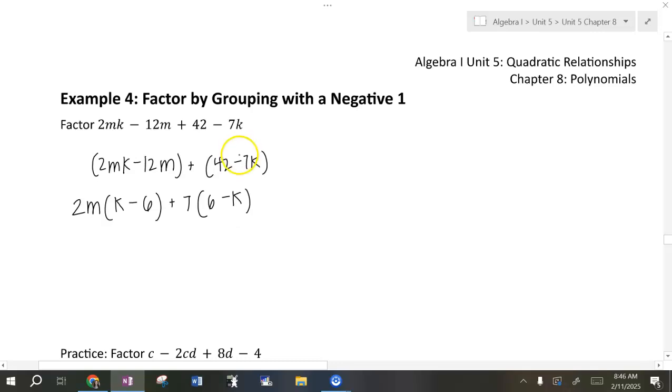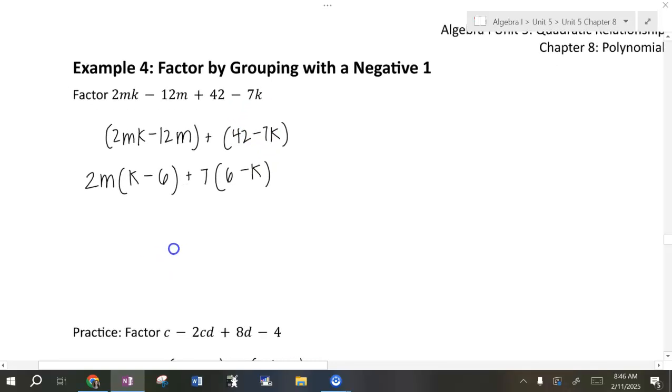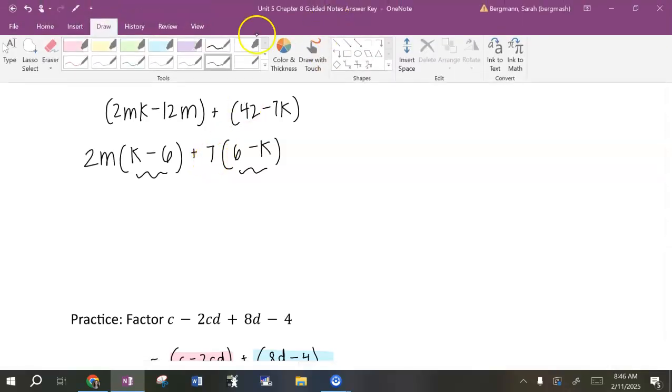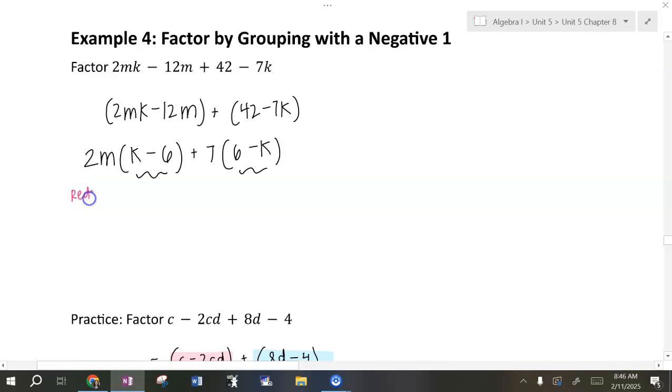This is looking similar to problem B that I did earlier today, where I had 2 parentheses that looked similar, but they weren't exactly the same because they were flipped around. However, this one is not the same, because notice in the first parentheses I have positive k, in the second parentheses I have negative k. In the first parentheses I have negative 6, in the second parentheses I have positive 6. So when that happens, if you have exact opposite terms in the factor, instead of factoring out a positive 7, you're going to redo this and factor out a negative 7.